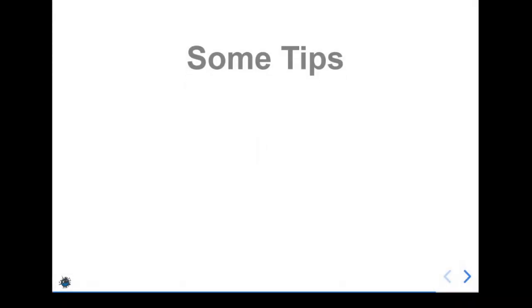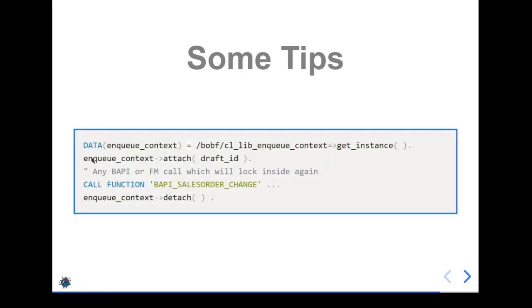Now let's see some tips. When you are saving to the database, like you are calling a BAPI to save some data, you will usually get errors that it has already been locked. In that case, this is a small tip: you can use this to attach the enqueue context. Whatever function module you are calling here to update the data, because usually the BAPI sales order will internally have another lock, the system will not know that lock belongs to this draft ID, so it will give an error. In that case, you have to use this to avoid that error.